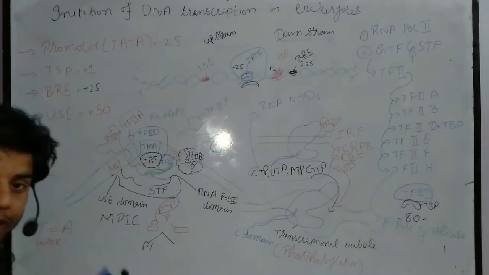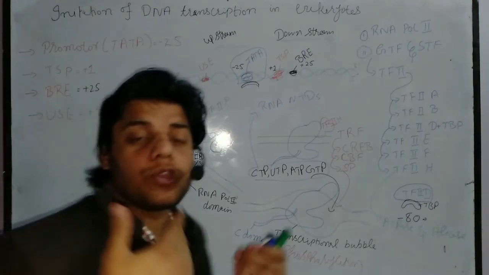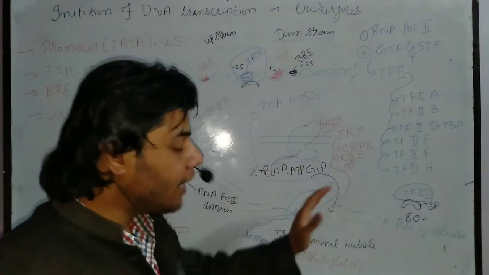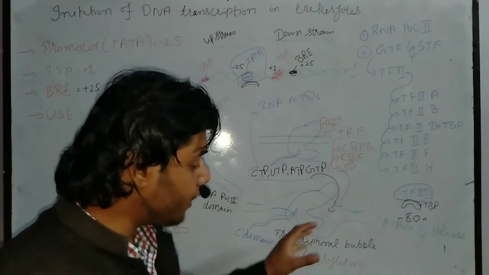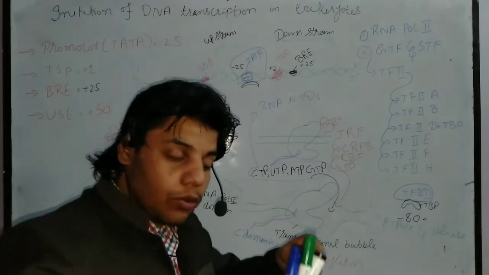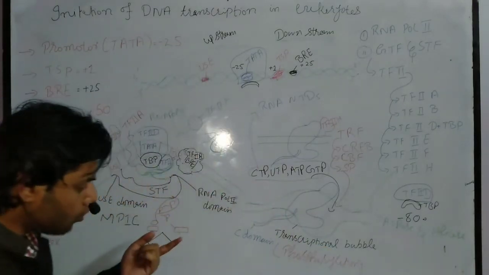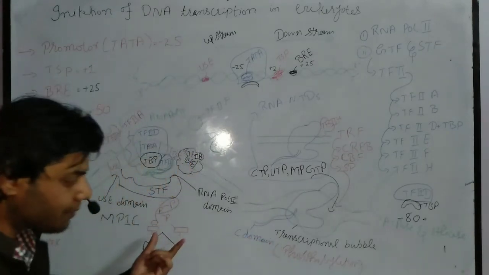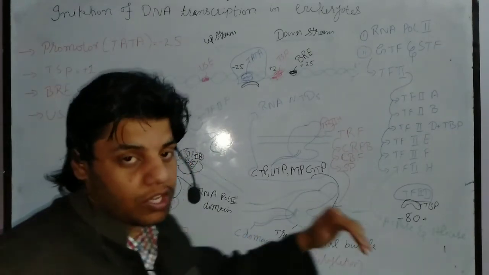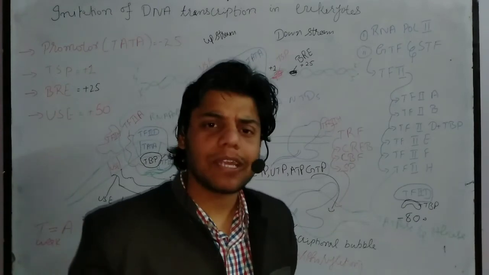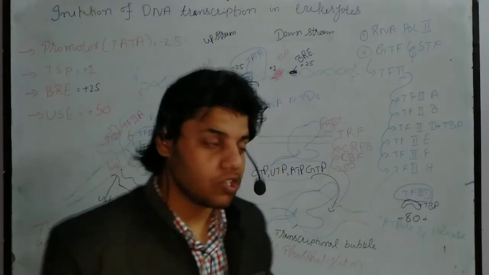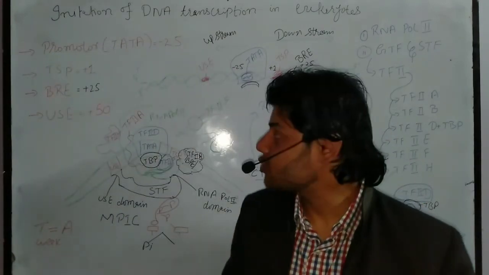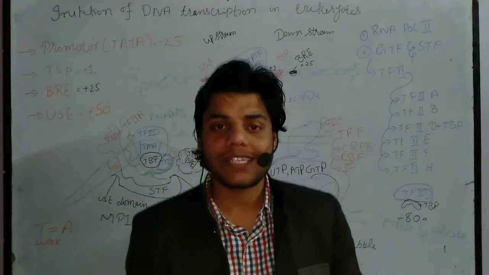This inorganic phosphate or pyrophosphate is needed to produce energy in the form of ATP. So again, energy is also required. Energy is also released when the nucleotides are added one after another through this mechanism. When the nucleotides are added through this mechanism, this is about the elongation of DNA transcription. We will explain elongation of DNA transcription in the next video lecture. So this is all about the initiation of DNA transcription in eukaryotes. I hope you guys get an idea about that.